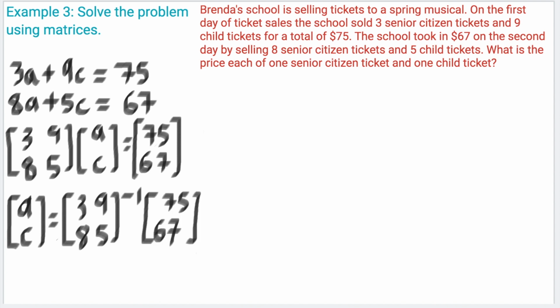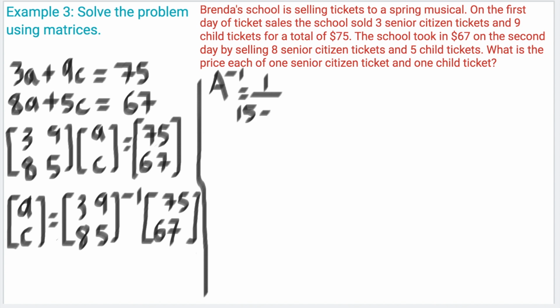So now that we have our expression set up, the next thing is to find the inverse of this matrix. To find the inverse of that matrix, what we need to do is find the determinant and then put it underneath a 1 as a fraction. So 5 times 3 is 15 minus 8 times 9 is 72. So that's going to form the coefficient. And then inside the matrix, we're going to switch 5 and 3, and then we're going to make 8 and 9 negative. And then now we're going to multiply the coefficient times all of the values inside here.